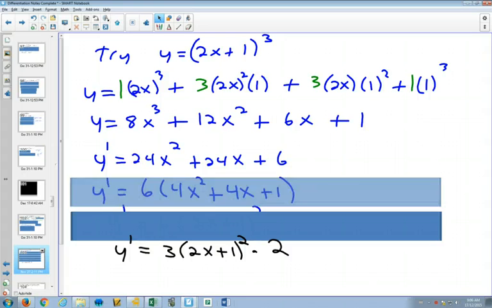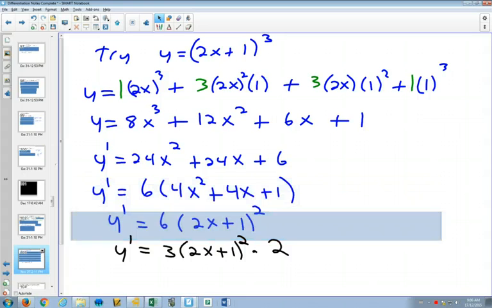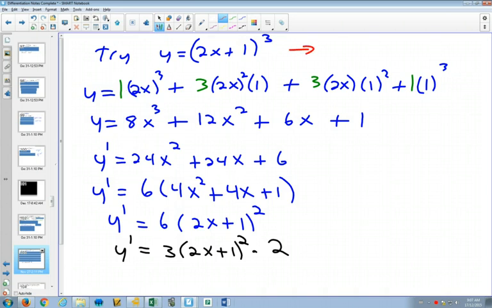And then if you factored this, took out the 6, and factored that, you get 6 times 2x plus 1 squared, which seems to go against what happened last time. Last time we just brought the 3 out in front, but now we have a 6 there. But if we took that 6 and said, I want a 3 out in front, then I have an extra 2 that needs to be multiplied by that to get the 6. Where does that 2 come from? The derivative of the inside is 2.